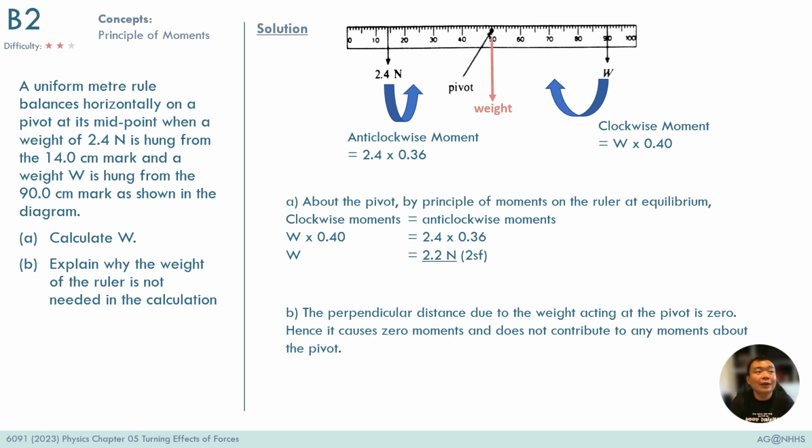And as we know, if we have a force that passes through the pivot, the perpendicular distance is 0, and therefore it will not create any turning effects at all. In other words, the weight of this ruler, when it's pivoted at the CG point, doesn't affect its rotation at all, and that's the reason why we don't need it in a POM calculation in this question.